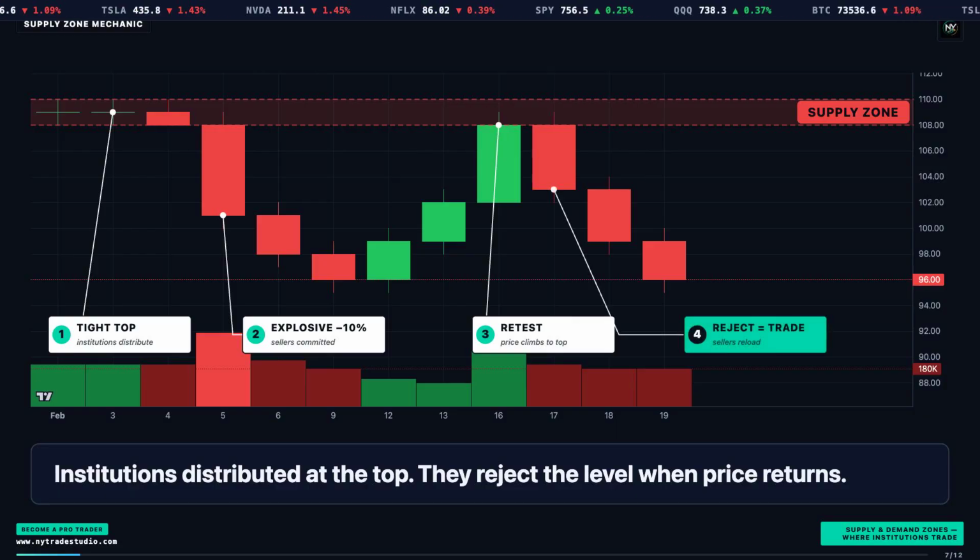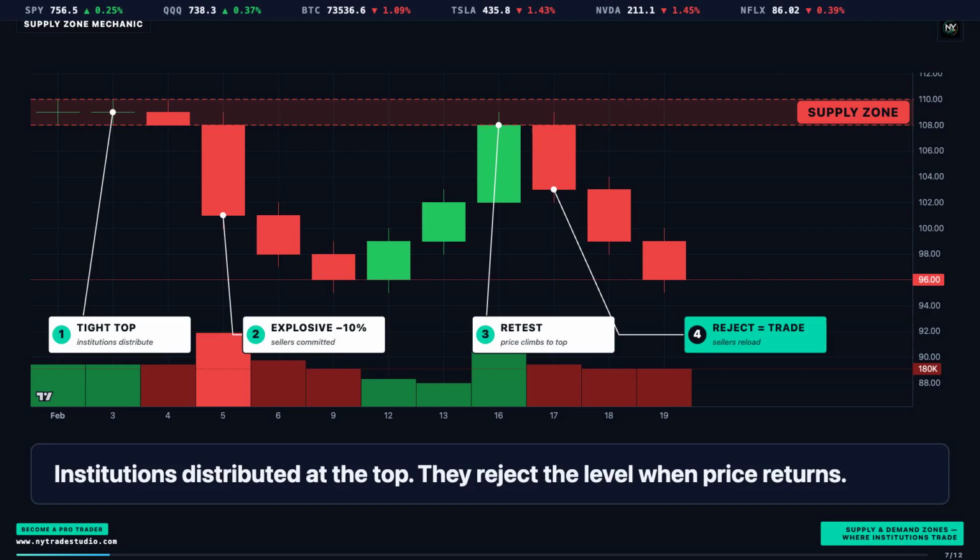But there's a fourth element that determines whether the trade works. What actually happens at the retest itself? If the sellers are still there, they reload, and price gets rejected with the same force as the original drop. Demand zones catch falling prices. Supply zones cap rising prices. That's the entire concept. The trade direction flips, but the mechanic is identical.